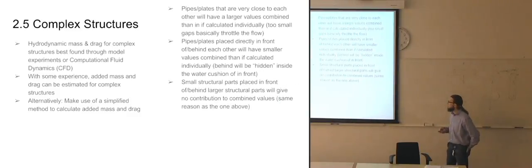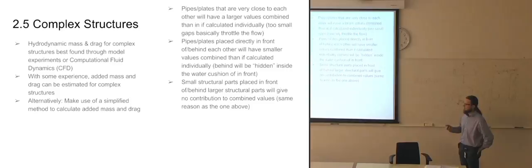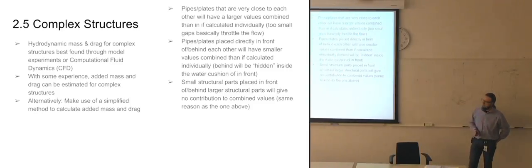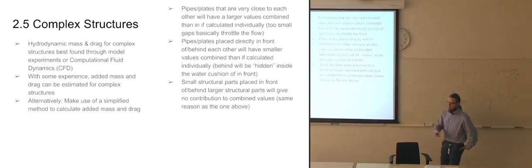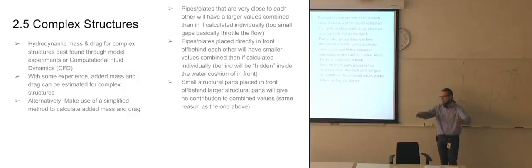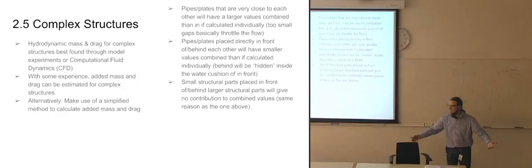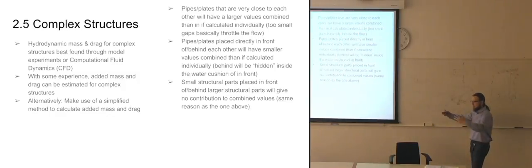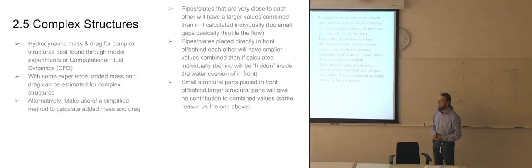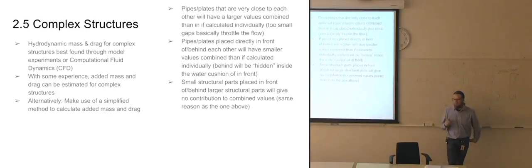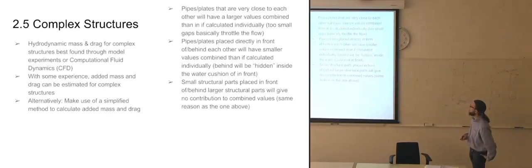And if you have smaller parts that are placed in front of or even behind larger parts, then they basically won't do anything. If it's placed in front of a really large part, it's most likely in the middle of the hydrodynamic mass, so it's not going to have any effect. The water around it isn't flowing, it's just staying there, so that part won't have an effect. And if it's behind it, the same happens. It is also caught inside the water cushion there.